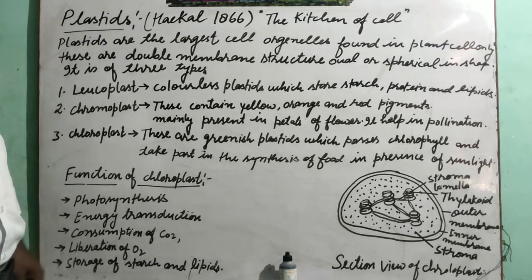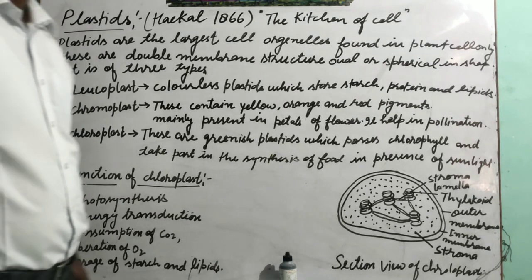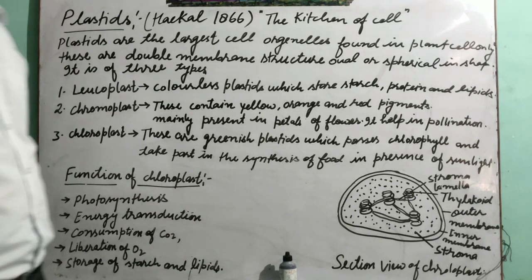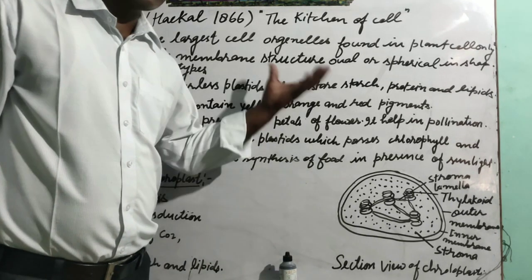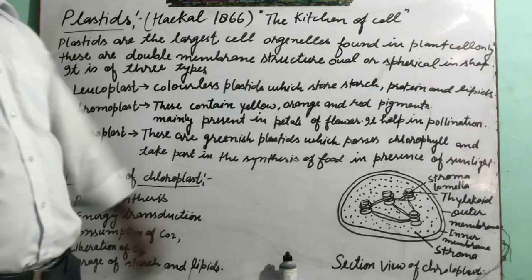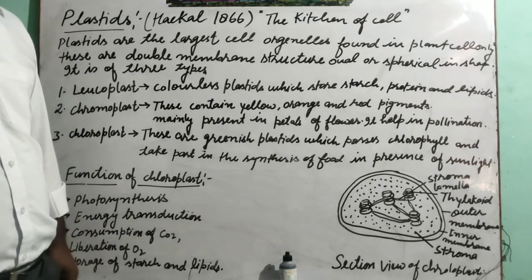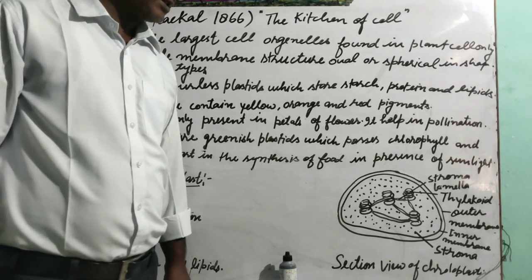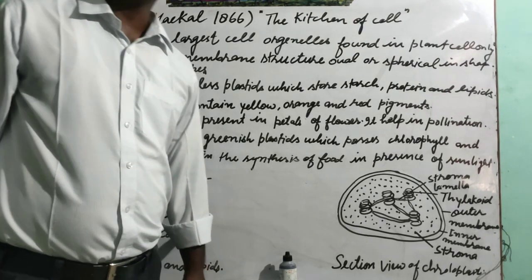Students, during photosynthesis, plants prepare carbohydrate or starch. We can say that it also helps in the storage of starch and lipids. These are the topics which we have studied in the plastid. The next topic that we have to study is vacuole. We will study it in the next video.